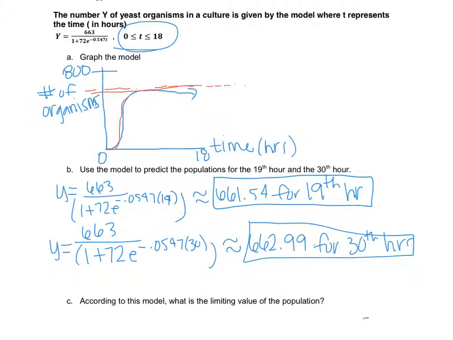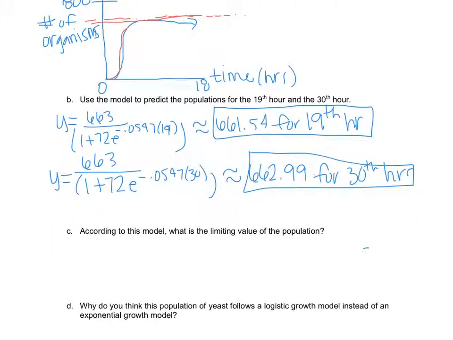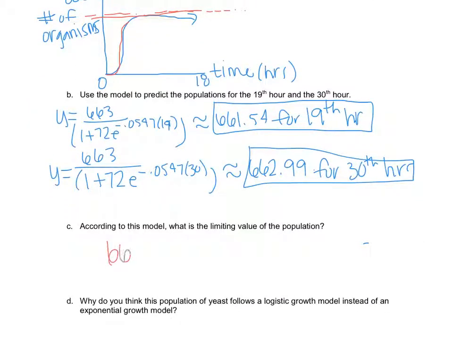Now, if you're looking at the model itself, eventually all of that is going to go to 0. As time gets bigger and bigger and bigger, that number is going to get closer and closer to 0. And so we've got 663 divided by 1, so this goes to 663. That's going to be the limiting value of the population. In other words, we have a horizontal asymptote at y equals 663.